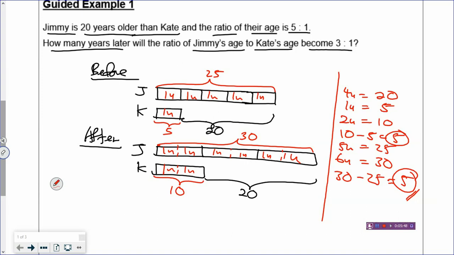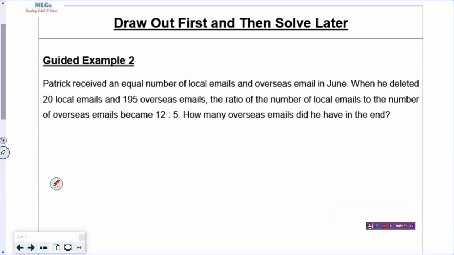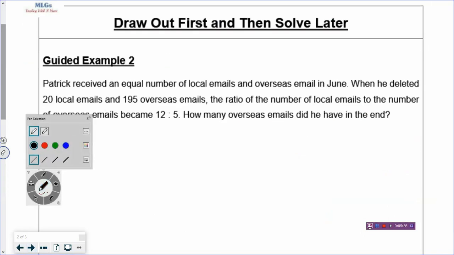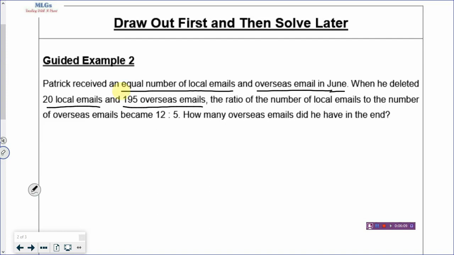Okay, now let's go to example 2, and let's see how do we do the next one. And you need to think about what is unchanged or everything changes. Now, Patrick received an equal number of local emails and overseas emails in June. When he deleted 20 local emails and 195 overseas emails, the ratio of the local emails to the overseas emails became 12:5. So how many overseas emails did he have in the end?